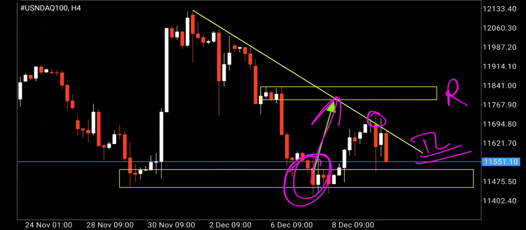So you can see that what I'm giving you here, guys, is all the reasons why I think the price is most likely to go up or most likely to go down.